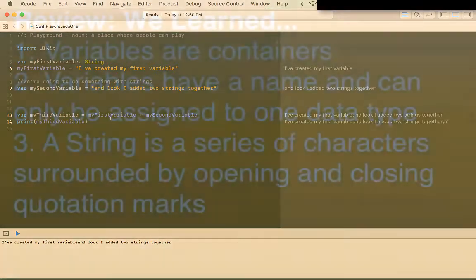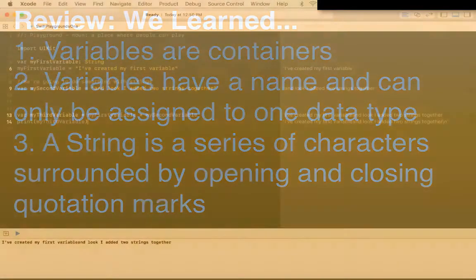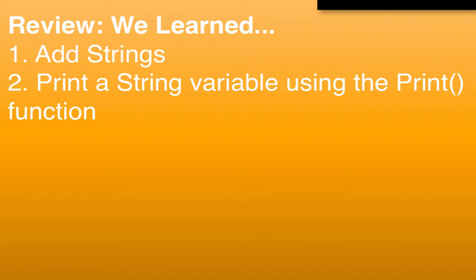So let's review what we just learned about variables. We learned that variables are containers. We learned that variables have a name and can be assigned to only one data type. Strings are a data type that contains a series of characters that, when assigned, are always surrounded by opening and closing quotation marks. We learned how to add two strings together, and we learned how to print a string variable using the print function. All right, so that wraps up the Swift Playgrounds #1 assignment.